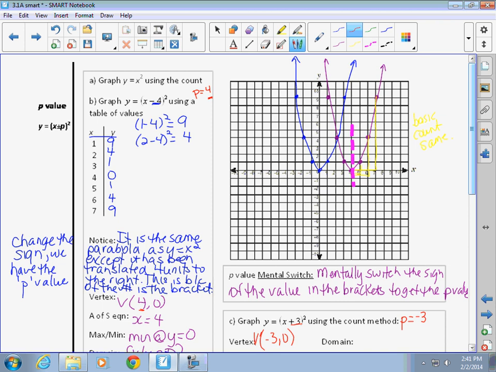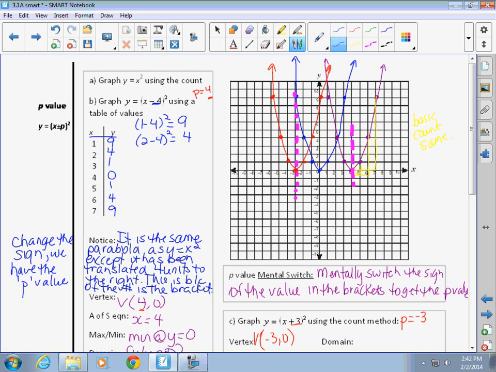So my vertex is at -3, 0. 1, 2, 3, and 0 is right there. Doing my basic count: over 1, up 1, over 1, up 1, over 2, up 4, over 2, up 4, and then over 3, up 9, and over 3, up 9. So if I draw my graph, it looks like that. The line that's going to cut it is going to go through here now.